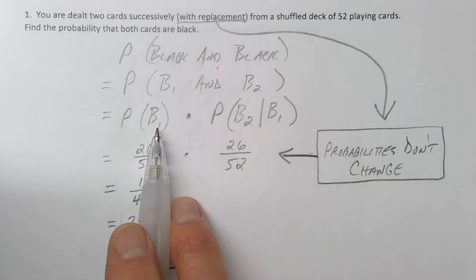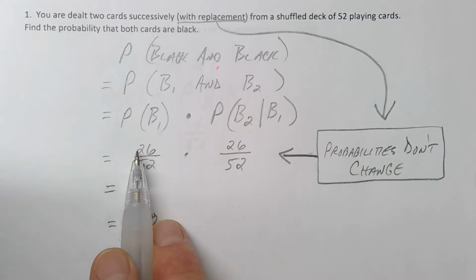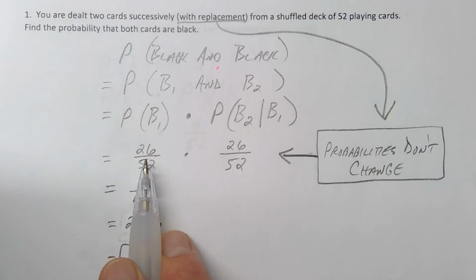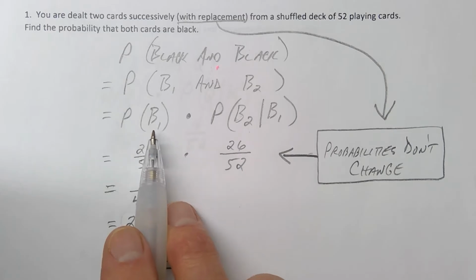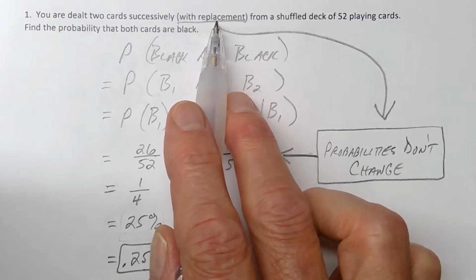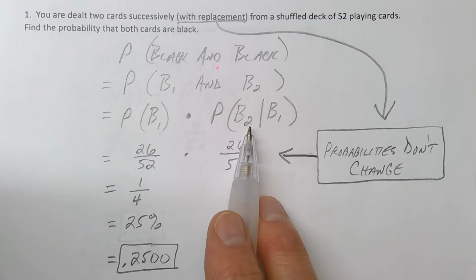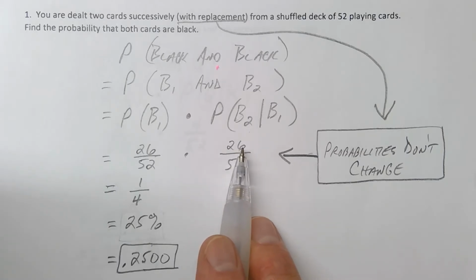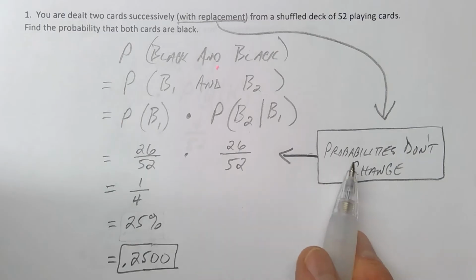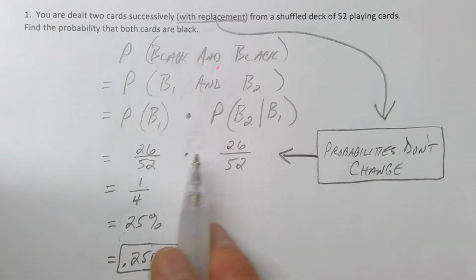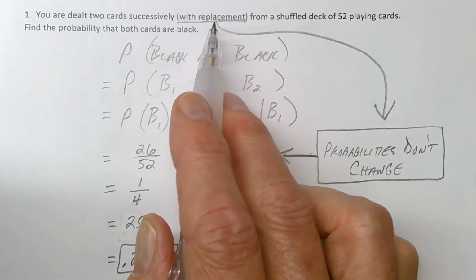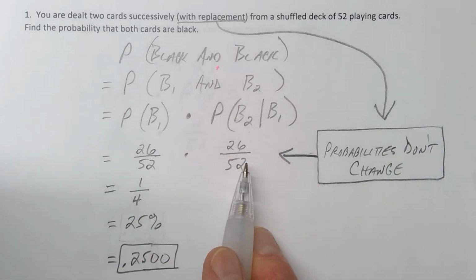So the probability of drawing a black card, well, there's 26 black cards. There's 13 spades and 13 clubs. There's 26 black cards out of a total deck of 52 cards. All right, so assuming that we did draw a black card on the first draw and that we did put it back, now what's the probability that we draw a black card on the second draw? There's still 26 black cards in there out of 52. So the probabilities don't change, all right? Given that we drew a card and we put it back, the probabilities will stay the same.